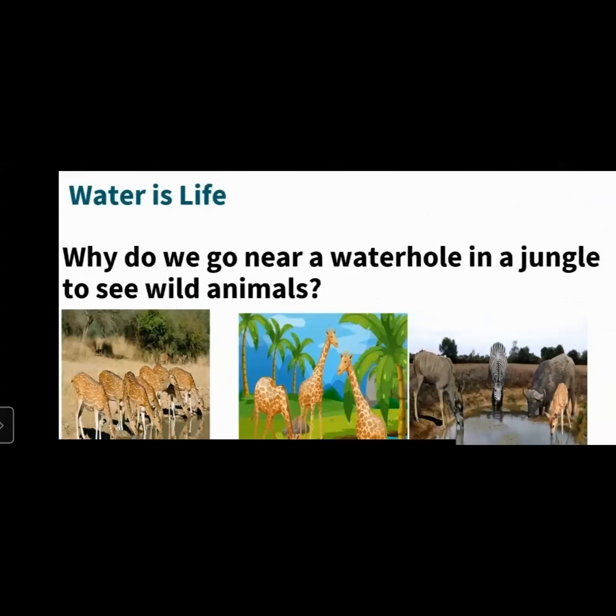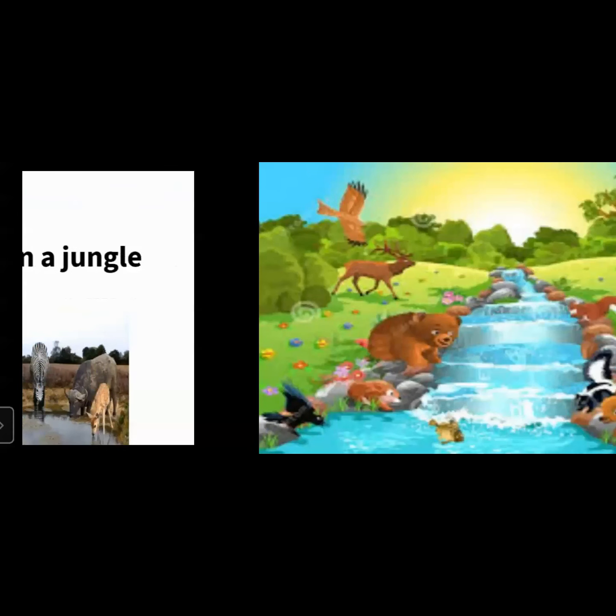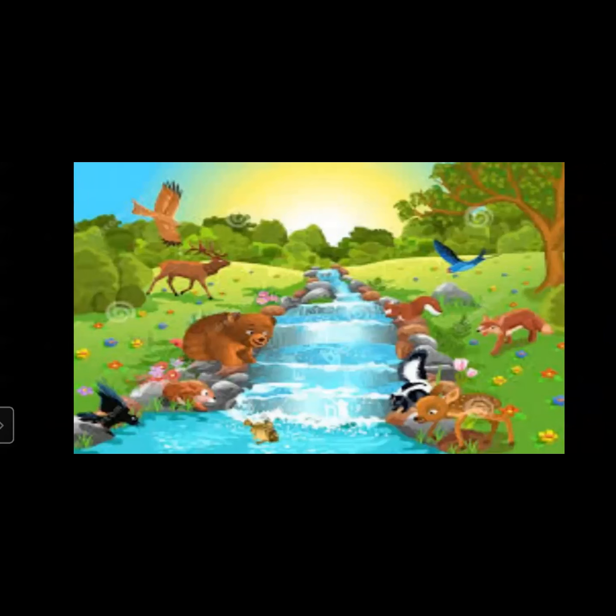Children, tell me, why do we go near a water hole in a jungle to see wild animals? Because we cannot see all the wild animals, but near the water holes we can see them. You can see deer, giraffes, and other animals here who have come to the source of water to drink. Yes, they need water when they are thirsty. So people go to see these wild animals.